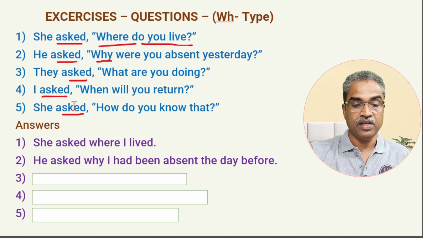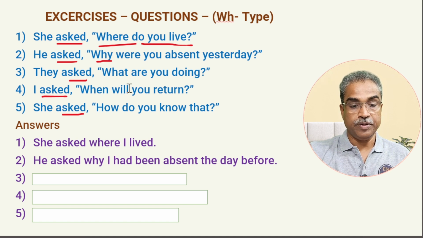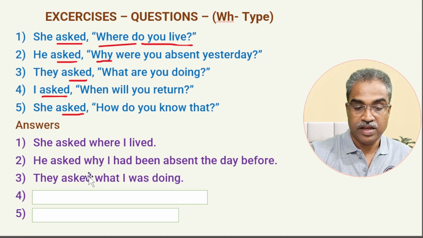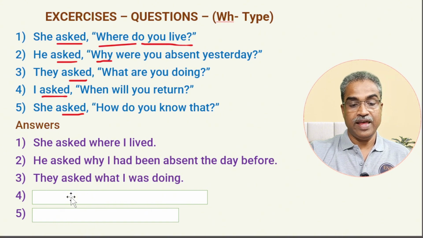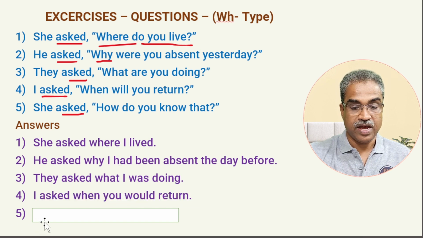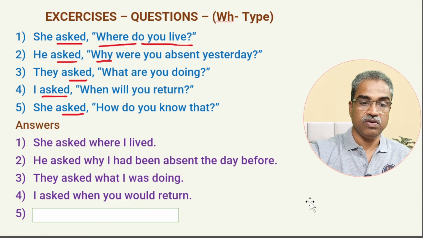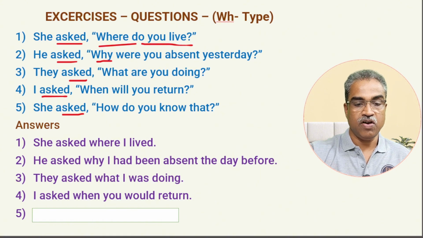Fine. Next is they asked, what are you doing? Okay. They asked what I was doing, full stop. Or else any person. They asked what I was doing. Next one, fourth one. I asked, when will you return? I asked him or her when she would return. Full stop. I asked when you would return. I asked you, okay, anybody for that matter. You, he, she, not given. So you can use any person there.